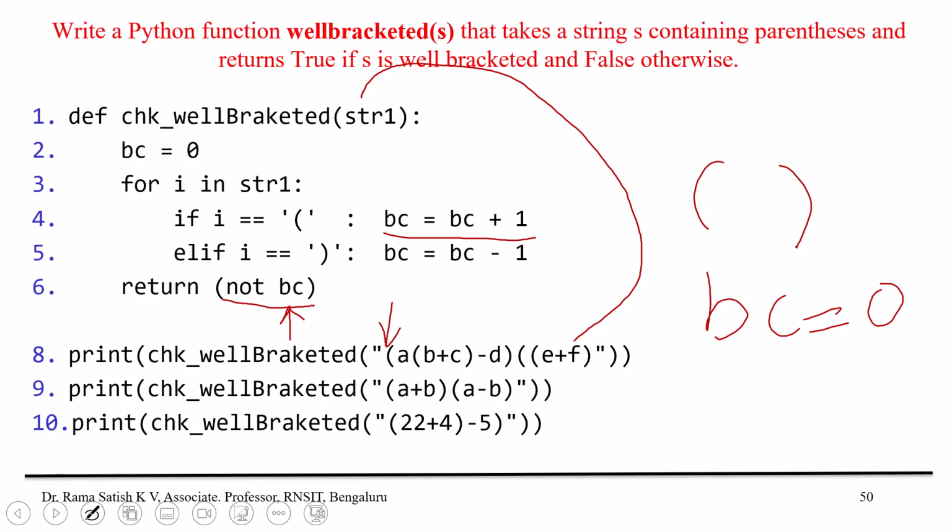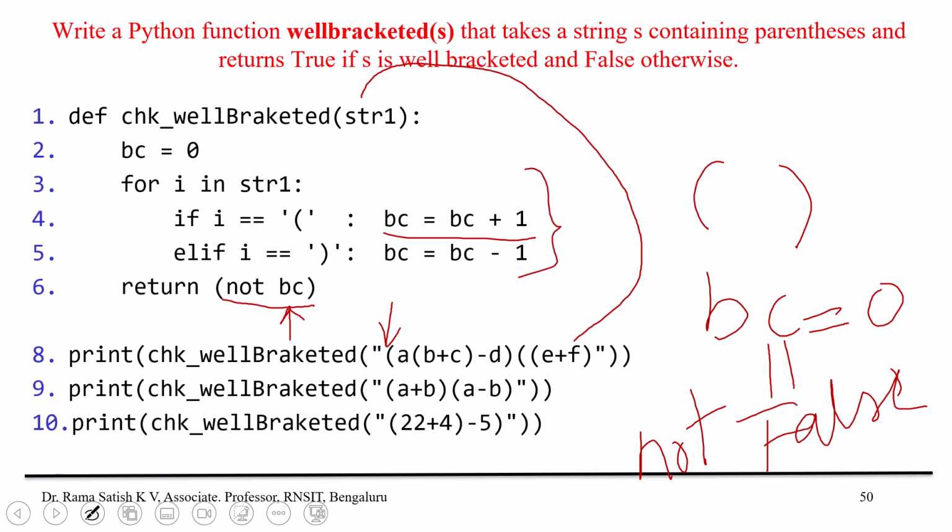If BC is 0, then it represents the false value. So what you are doing is not of false. Not of false is what? True value. So if everything is correct, if open BC and closed BC are the same, then BC becomes 0. In this case, when BC is 0, you have to return true. So you are passing not of BC. Not of BC means the reverse of false. Reverse of false is true.